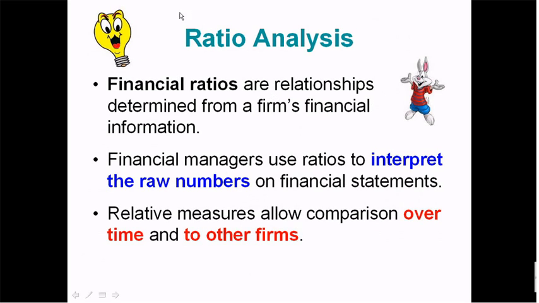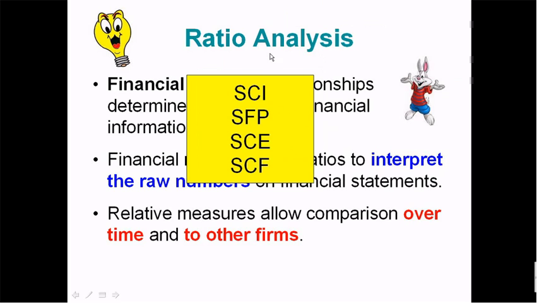So, okay, ratio analysis. Financial ratios, which are what we are going to learn today, involve a lot of calculation. Financial ratios are relationships determined from a firm's financial information. Now, we have learned last week that there are 4 types of financial statements. We have SCI, Statement of Comprehensive Income. This statement tells us what the revenues and expenses of a firm are.